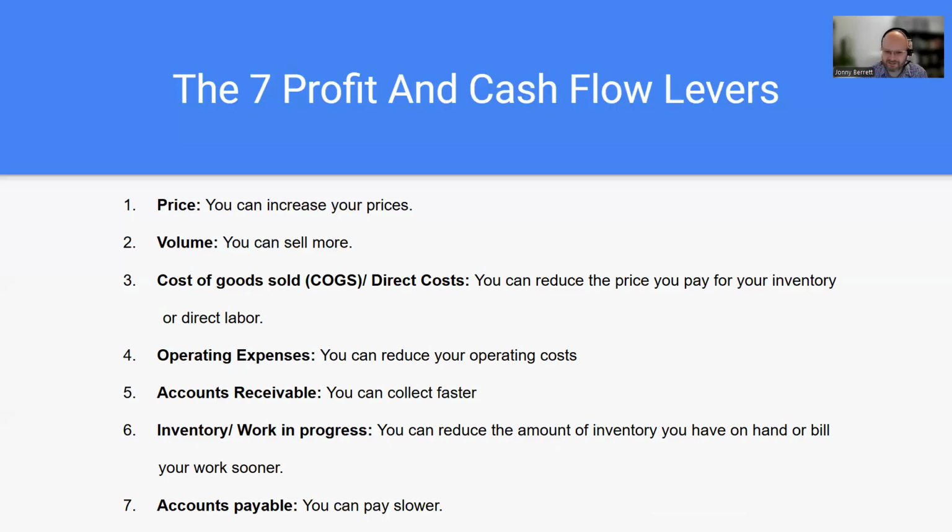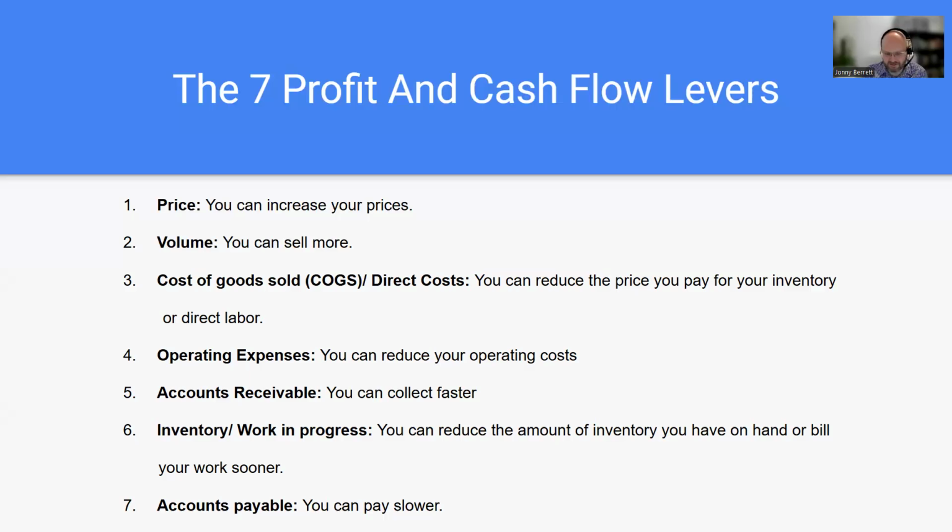And number seven is accounts payable. You can pay slower. Let's say you just buy parts on the spot and you pay cash for it. Well, what if you negotiate with your vendor and you're able to put it on an account and pay it 30 days later or 60 days later? And you're spending, let's just say $30,000 a month on parts. Well, now you get 30 or $60,000 depending on 30 or 60 days back into your business, where instead of spending that cash up front, you're able to delay and that puts cash into the business.